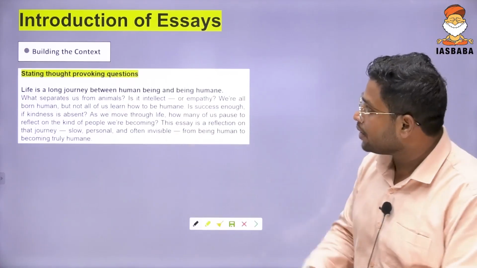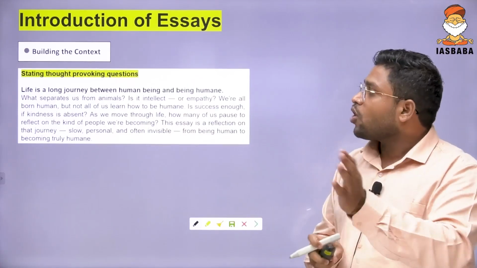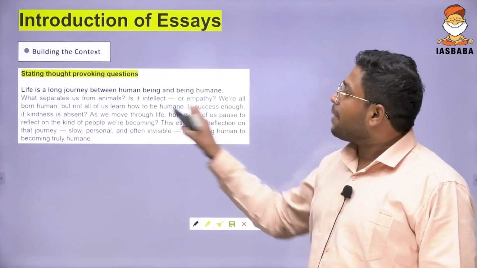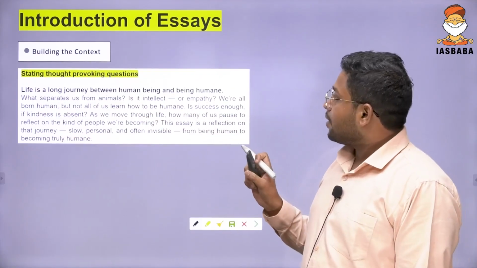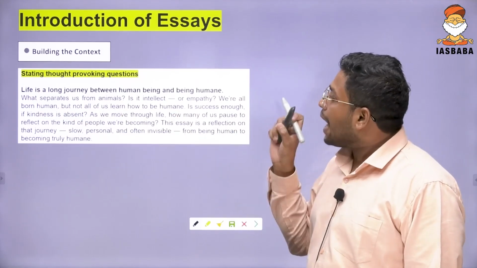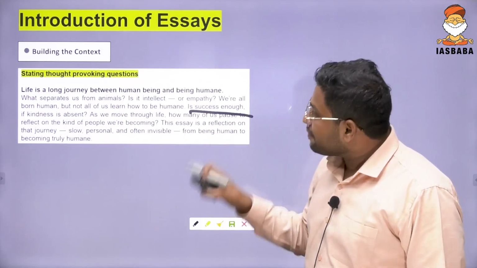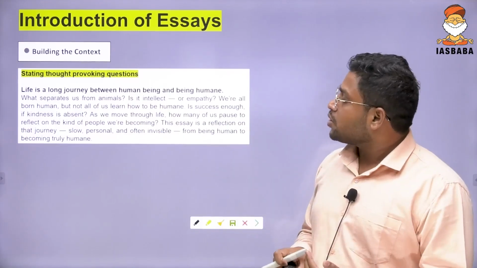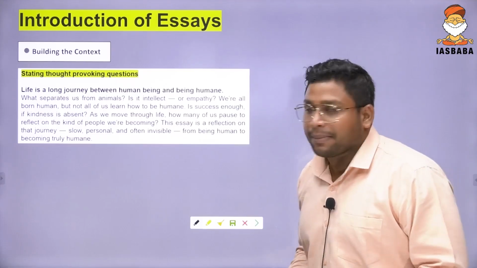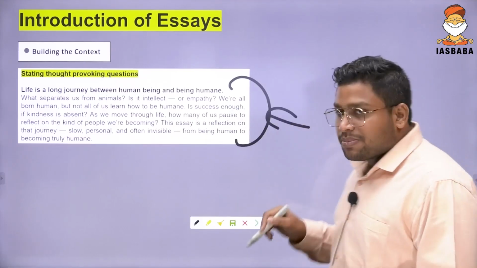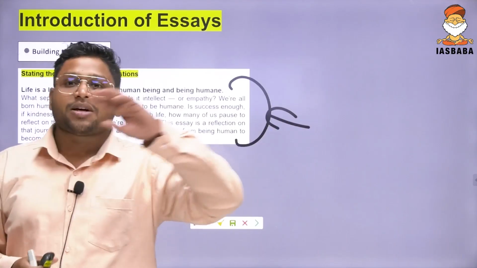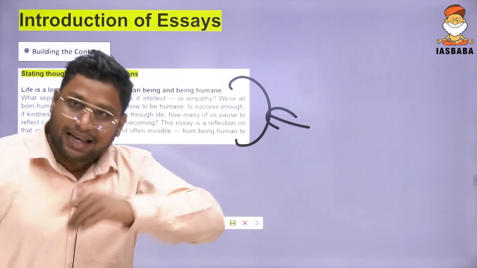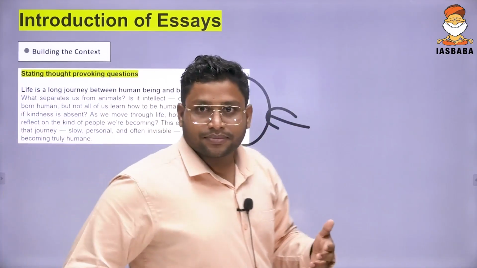I'll show you again over here. The theme was: life is a long journey between human being and being human. What we are talking about: what separates us from animals? Is it intellect or empathy? We all are born human, but not all of us learn how to be human. Is success enough if kindness is absent? As we move through life, how many of us pause to reflect on the kind of people we are becoming? So it might be possible that you might not make these questions your subheadings. It will become quite difficult for you. But rather, your essay anyway answers all these questions.